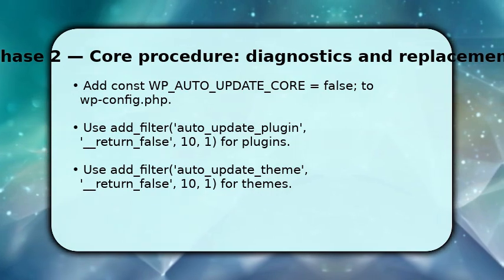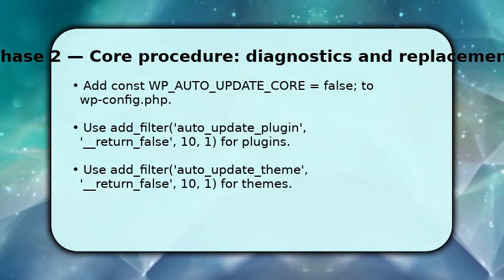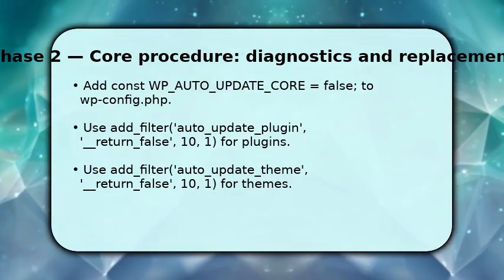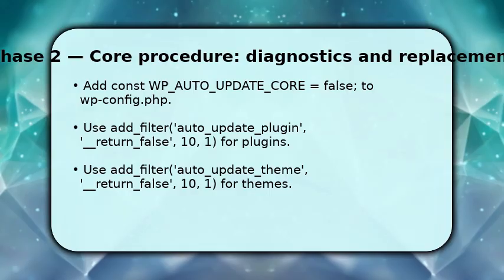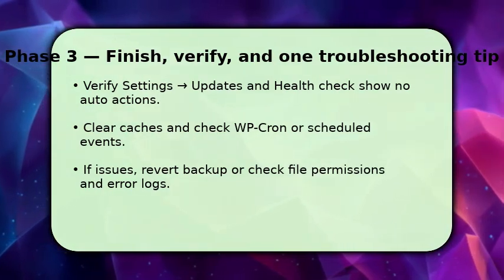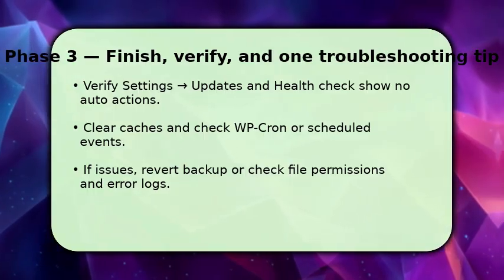You finish by confirming changes. Visit Dashboard, then Updates, and run a site health check to ensure no automated updates are queued. Once verified, clear any object or page caches and inspect WP cron. Scheduled events can still trigger updates if not corrected.